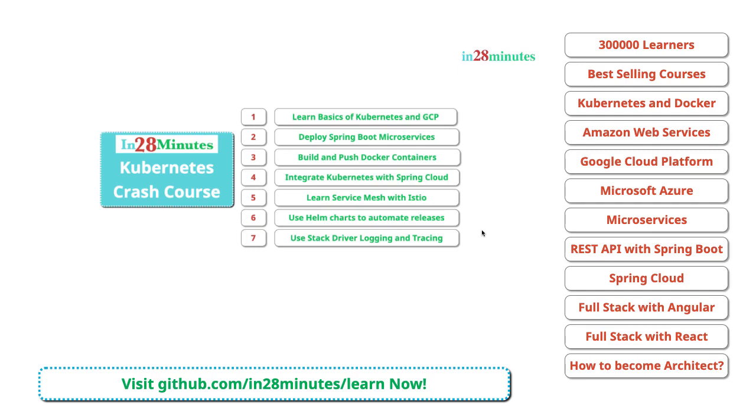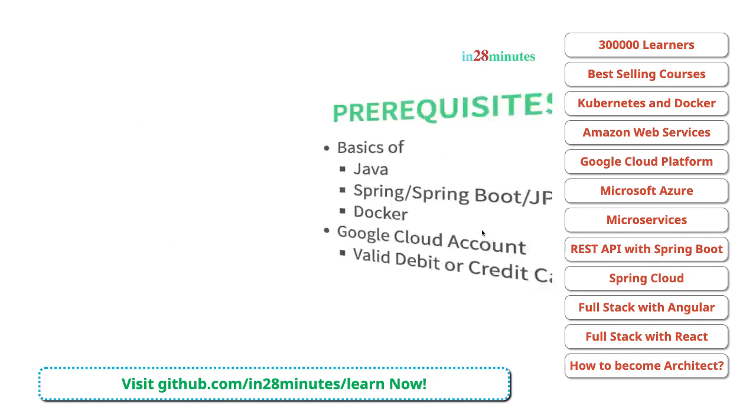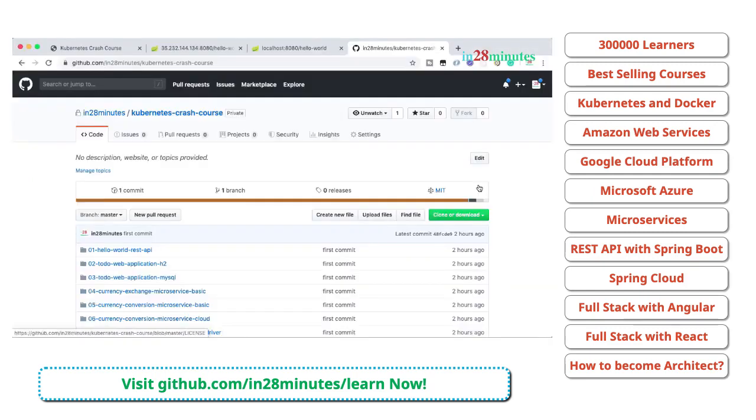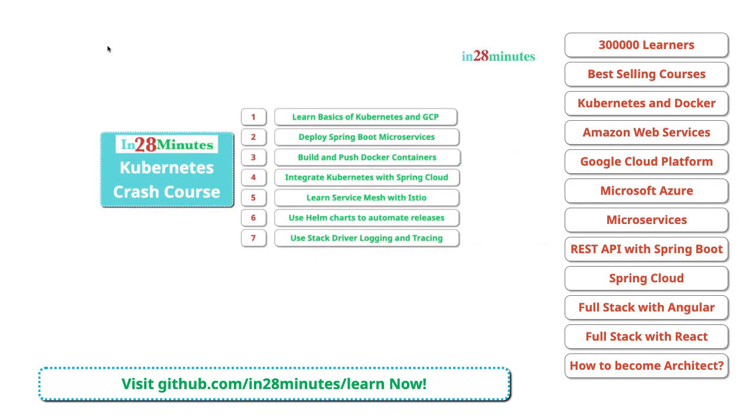We'll be using Maven as our build tool and Eclipse as our IDE, and we expect you to have good knowledge with Java and Spring. We'll help you create a Google Cloud account during the course, to create which you need a valid debit or credit card. The complete source code, including the step-by-step instructions for the course, are present on the GitHub repository of the course. This course is everything you would need to learn Kubernetes.